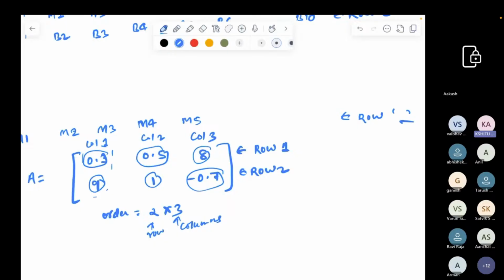Okay, so here's one important thing: how we can find the order of the matrix. We can find the order through this, where this is rows and this is columns. Okay, great.